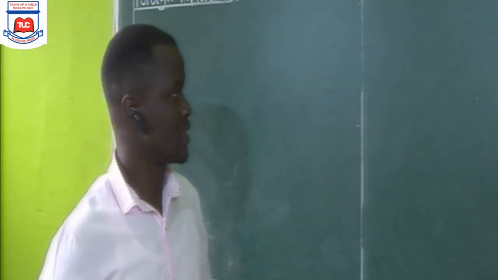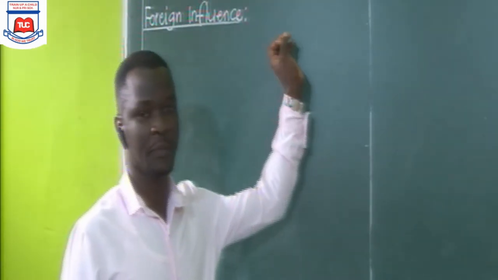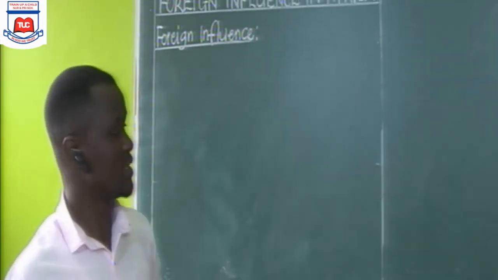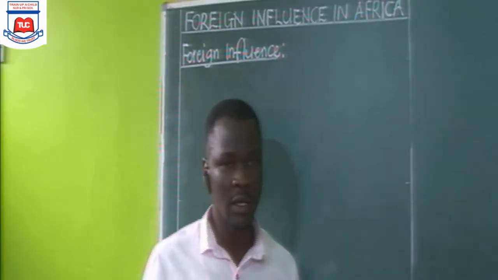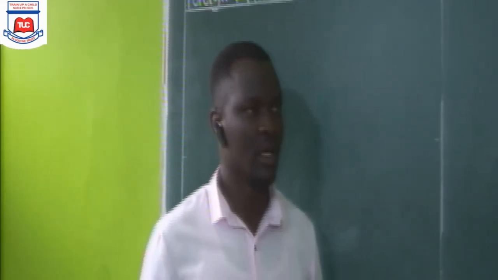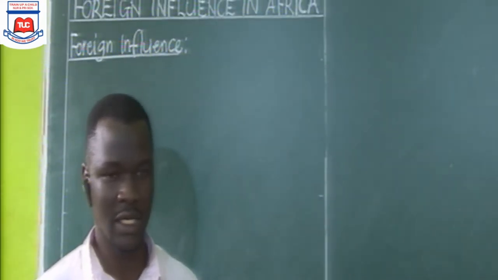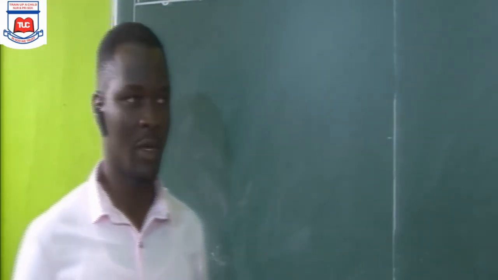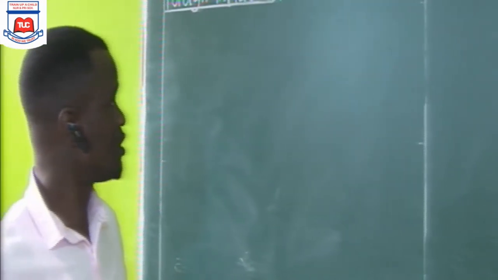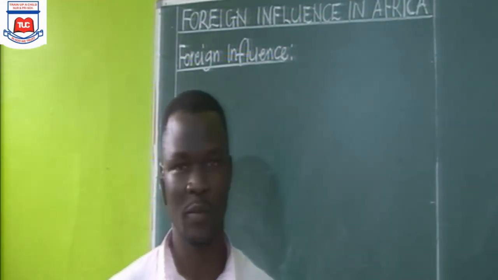And in this lesson, we are going to look at a topic in social studies that is about foreign influence in Africa. In this lesson, we are now going to look at the people who did not belong to Africa, and they moved, coming to Africa. But before we go to that, we are going to look at what we mean by foreign influence.